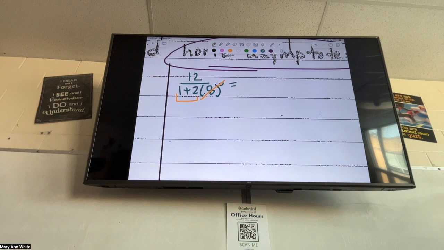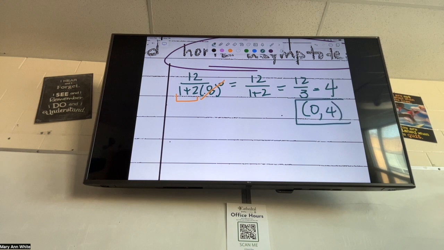So I can think of this as being 12 over 1 plus 2, which is the same thing as 12 over 3, which is 4. Sorry, why does it cancel out? Why is it not 1 plus 2 plus 1? Because it's not being plus, it's being times. It's basically like 2 times 1. Good question. And then that would mean my y-intercept is at (0, 4).